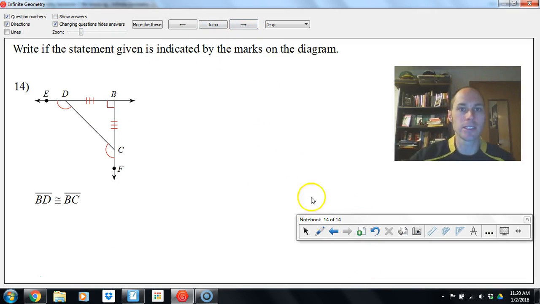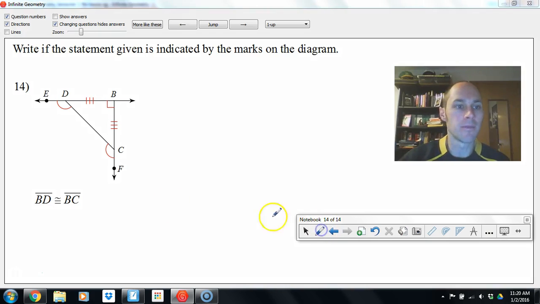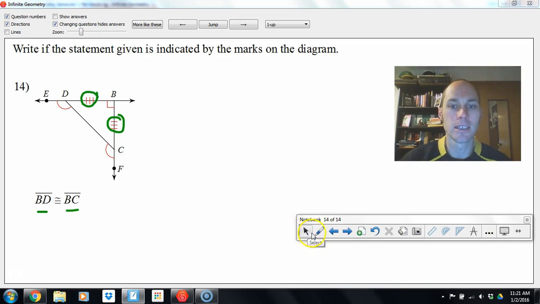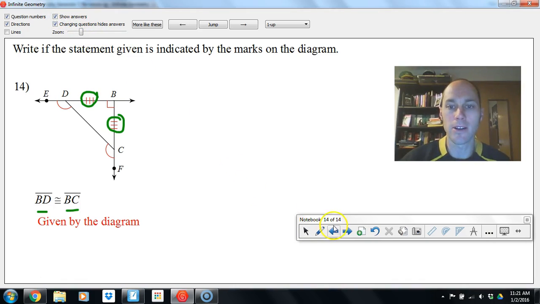Number 14. Write the statement given as indicated by the marks on the diagram. Well, is BD congruent to BC? BD and BC. Well, it looks like they're the same. But these tick marks are the same, so that would show that yes, those would have to be congruent. You can only trust what the diagram gives us.